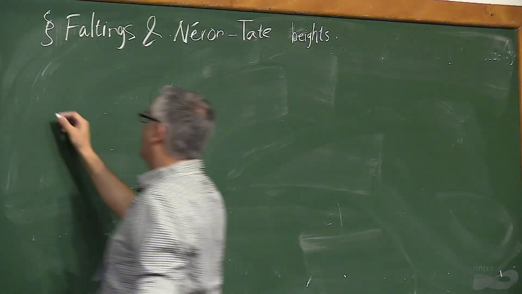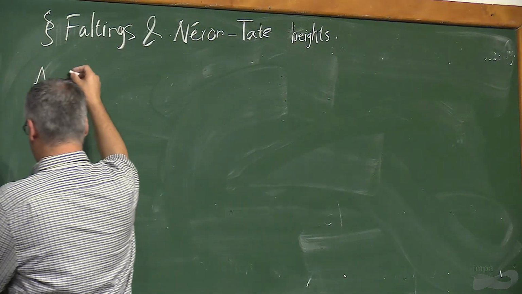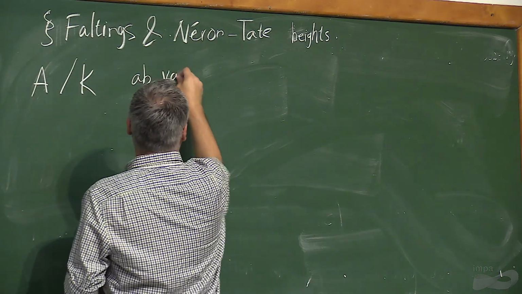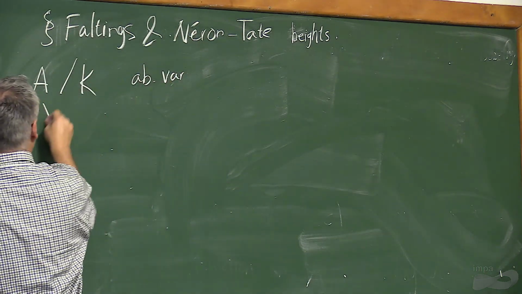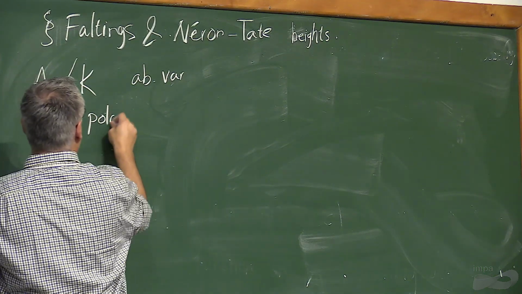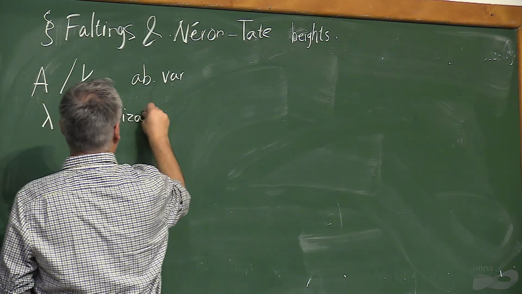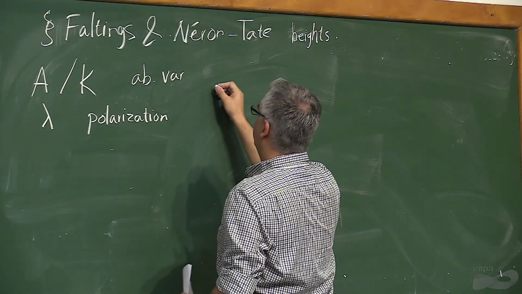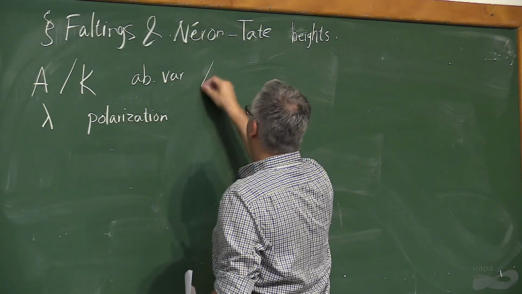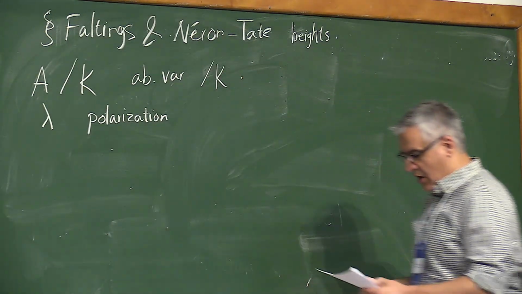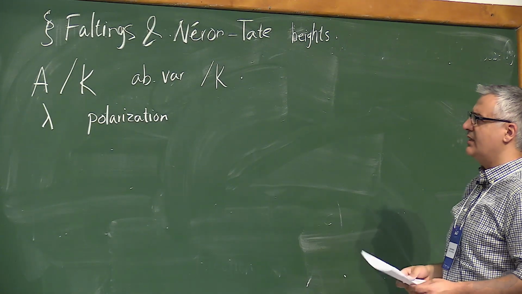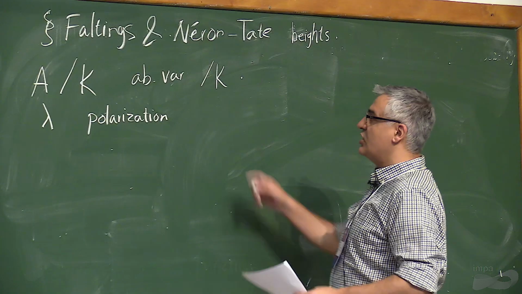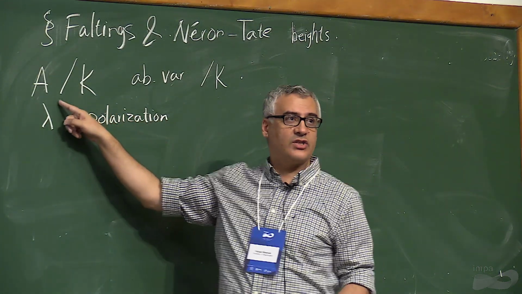Okay. So again, A over K is the abelian variety. Maybe I'm going to also fix a polarization. It's an abelian variety over K. I'm going to assume, for simplicity and not spending too much time, that K is large enough that you have so-called semi-abelian reduction.